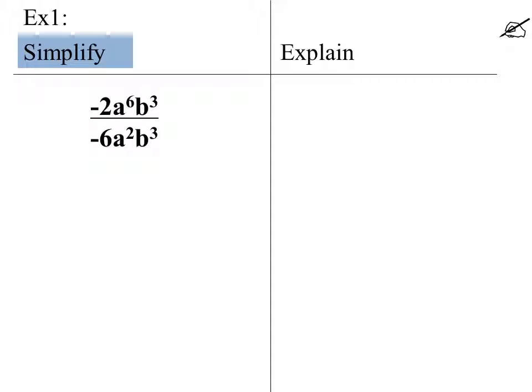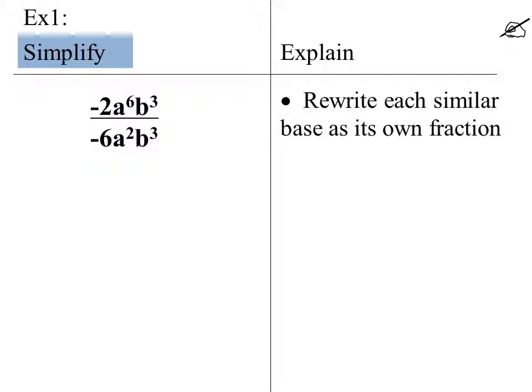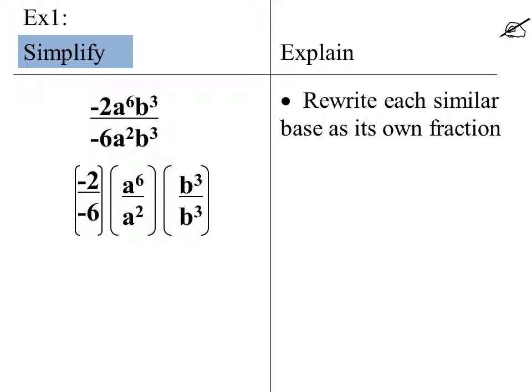Let's try this one. Negative 2a to the 6 over b to the third, divided by negative 6a to the second, b to the third. Remember when we were multiplying, we separated everything in its own parentheses? Well, as we're doing these, we're going to do the same thing. We're going to write each similar base as its own fraction. So I got negative 2 over negative 6, a to the 6 over a to the second, b to the third over b to the third.